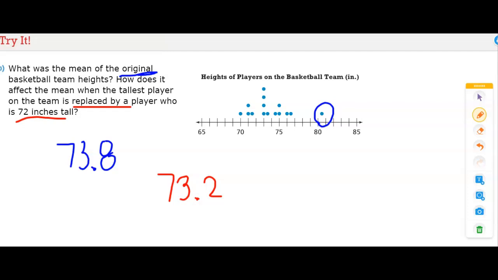So now the mean changes slightly, because now the tallest person on the team is not as tall as the player that moved away. So the difference in the two means is about 6/10. If you subtract the two, it'll be 0 and 6/10. So that's how much the team has lowered its range of height, by that 6/10. And so that's how it would affect the mean.